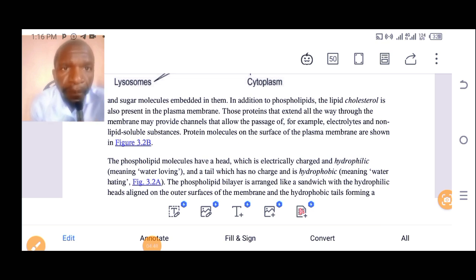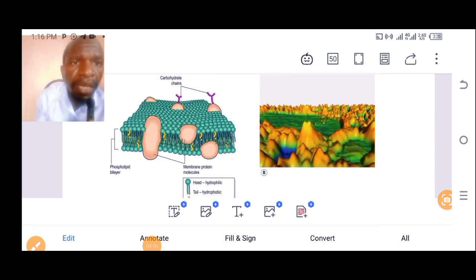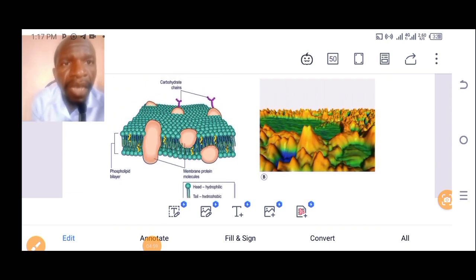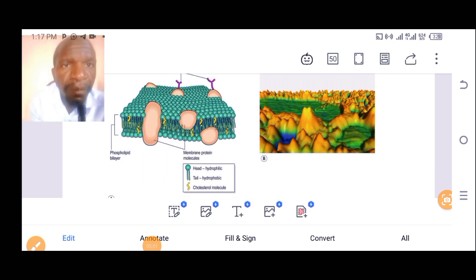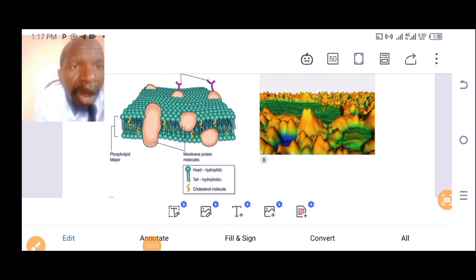The phospholipid molecules have a head which is electrically charged and hydrophilic, meaning water loving. If you look closely at this diagram of the structure of the plasma membrane, you see those green heads, right? In between those green heads, you can see that there are tails. The heads are the ones that are hydrophilic, which means they are water loving, and the tails are hydrophobic, right?